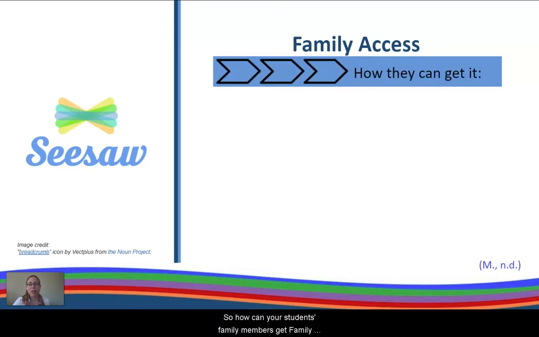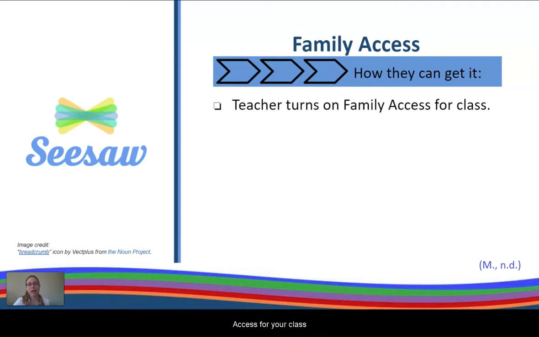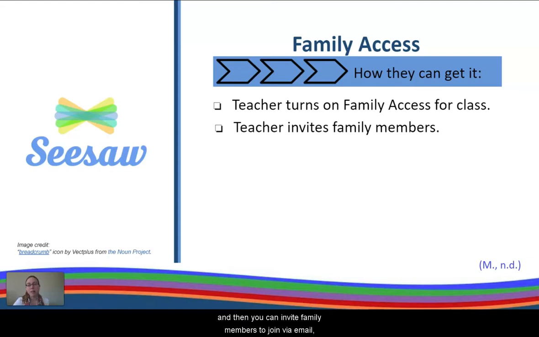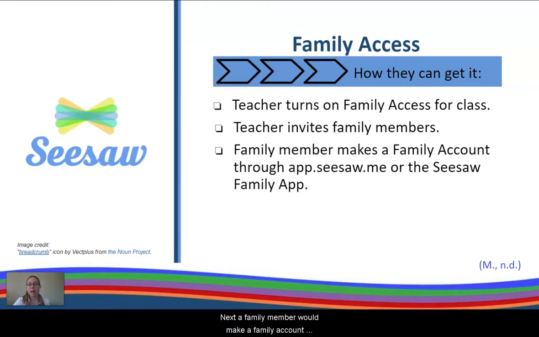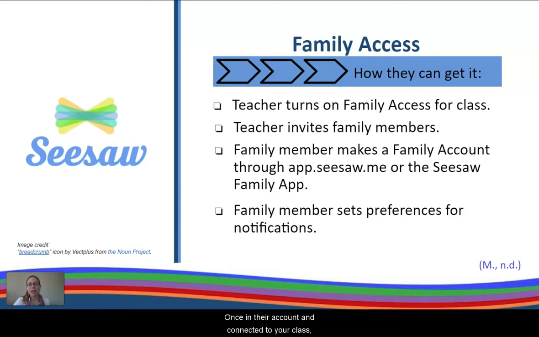So, how can your students' family members get Family Access? First, you must turn on Family Access for your class, and then you can invite family members to join via email, SMS messaging, or QR codes. Seesaw provides QR code PDF invitations in over 10 languages that you can use. Next, a family member would make a family account through the app.seesaw.me website or the Seesaw Family app. Note that this is a different app than what students use to complete their work. Once in their account and connected to your class, they can set their preferences for notifications.